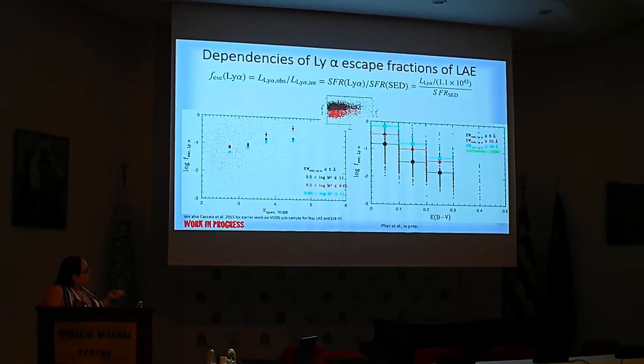We'll also look at the dependency of the escape fraction on the E(B-V) dust indicator, and only focus on the thick points here, which are, again, the medians for these points. You can see that at lower dust content we have a higher escape fraction, and we also have a higher escape fraction for the higher equivalent width sources. Indicated in green, I'm not sure if you can see it, is the prediction from Atek's 2006 paper, so we seem to be somewhat shallower, which also agrees with what Cassata et al. found with a subsample of VANDELS beforehand.